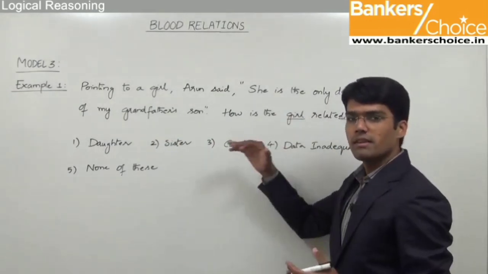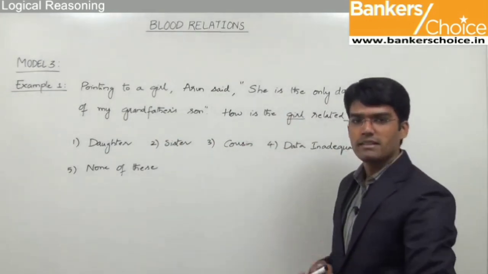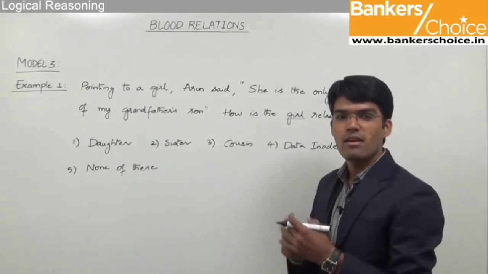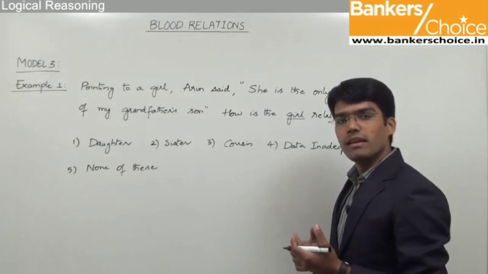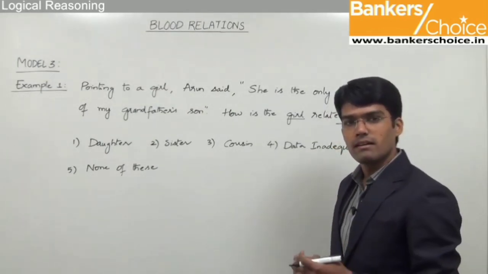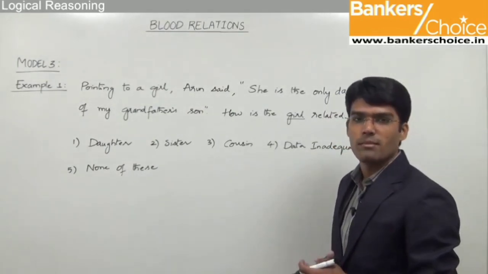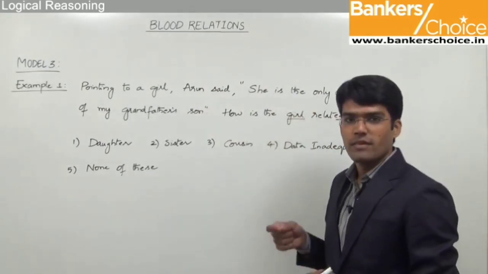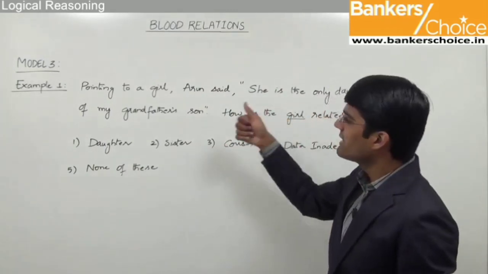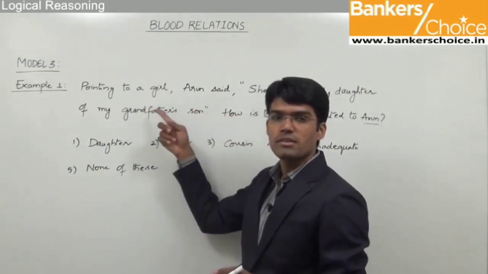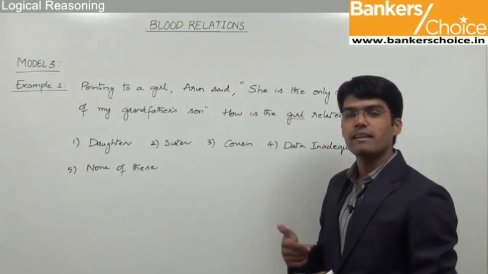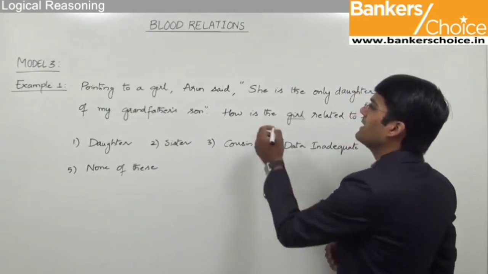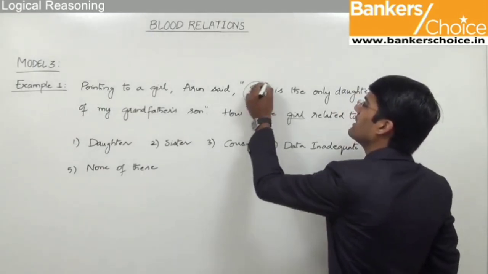Again, the conventional way of solving these type of questions is to construct a family tree and then establish the relationship. But that is going to take a lot of time. So let's look at the smarter way of solving the problem. What we can do here is first identify the speaker of the statement and whom he is talking about. For example, in this case, Arun has said this statement. So very clearly the speaker is Arun and he has said this about the girl. He is pointing to the girl and then he has given the statement. So we can say that she in the statement is nothing but the girl.